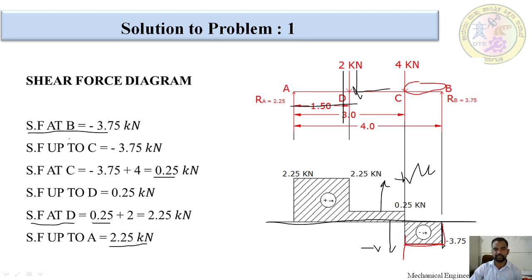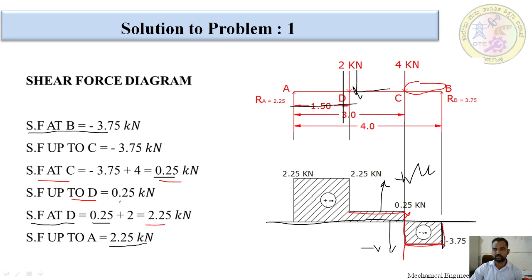After that, at C point we got positive 0.25. We have to mark positive 0.25 here, and draw a vertical line from the previous level to this point. Next, there is no load between the two points, so there will be a horizontal line up to D point. After that, at D point we have the 2 kilonewton load.